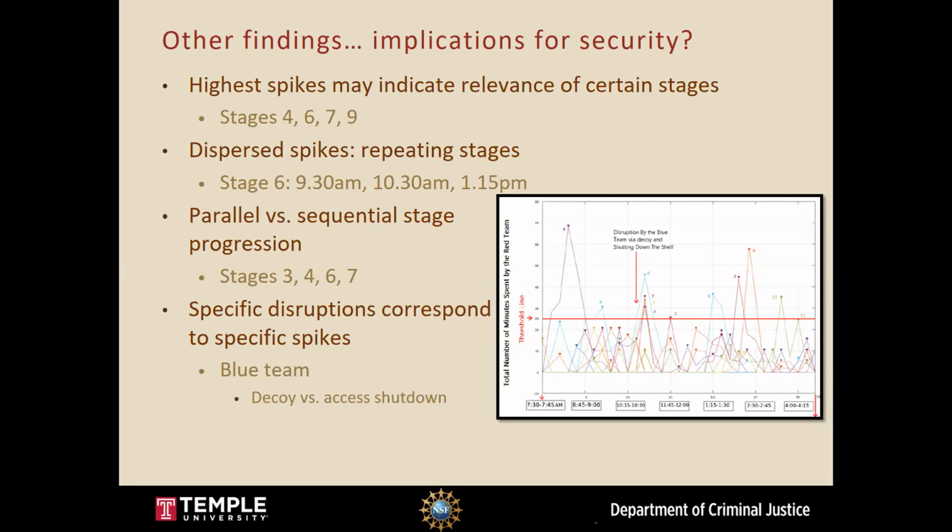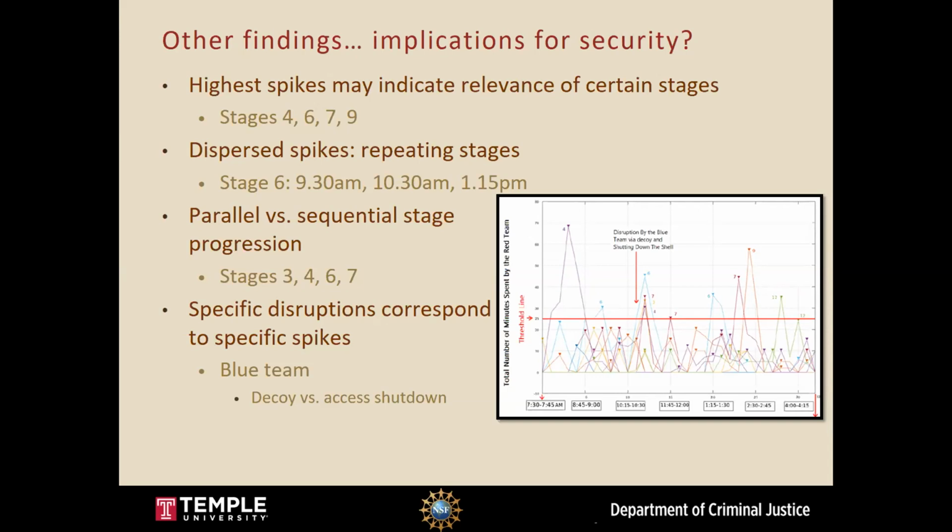But we know that it's not necessarily sequential, right? Stages could be occurring in parallel. So for instance, right at that disruption point, we had spikes in these 4 stages, 3, 4, 6, and 7. So again, are these occurring at the same time? Are they all part of the same intrusion chain?